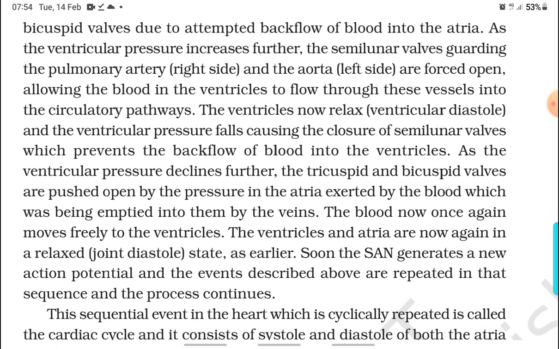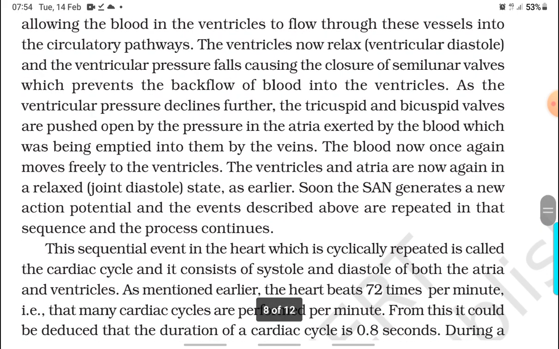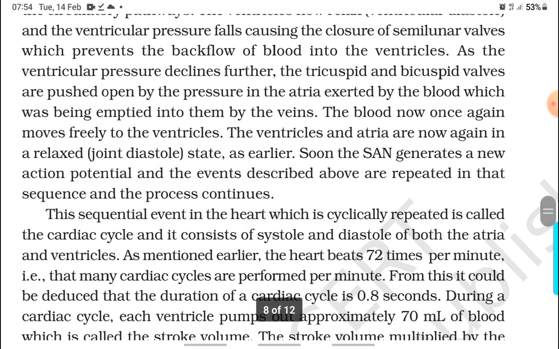The ventricles now relax, ventricular diastole, and the ventricular pressure falls, causing the closure of semilunar valves, which prevents the backflow of blood into the ventricles. As the ventricular pressure declines further, the tricuspid and bicuspid valves are pushed open by the pressure in the atria exerted by the blood, which was being emptied into them by the veins. The blood now once again moves freely to the ventricles. The ventricles and the atria are now again in a relaxed or joint diastole state as earlier.